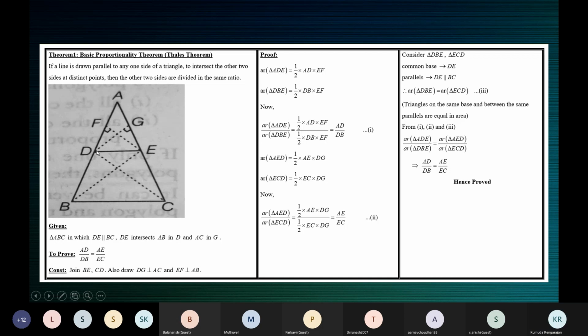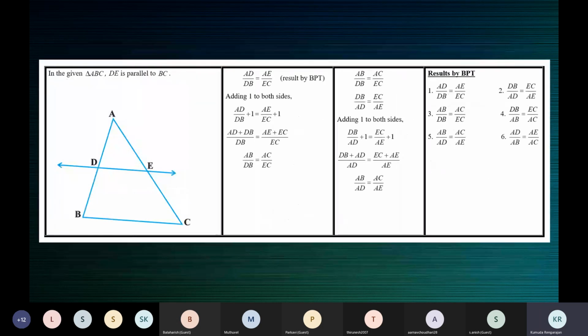If a line divides any two sides of the triangle proportionally, then that line must be parallel to the third side. If a line divides any two sides of the triangle proportionally, that is, divides it like AD by DB is equal to AE by EC. If a line divides any two sides of the triangle proportionally, that means this proportion is given, then that line should be parallel to the third side. That is the statement of converse of BPT. Statement of converse of BPT.